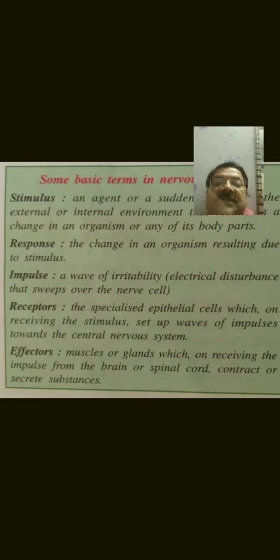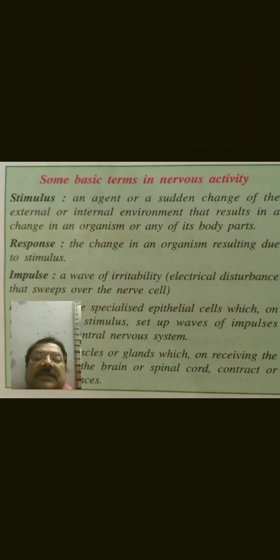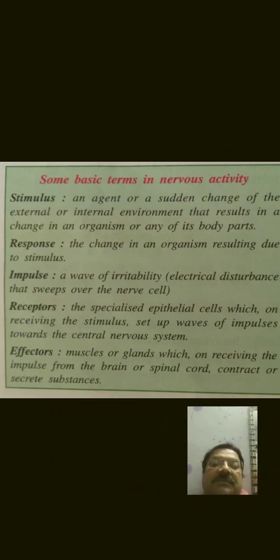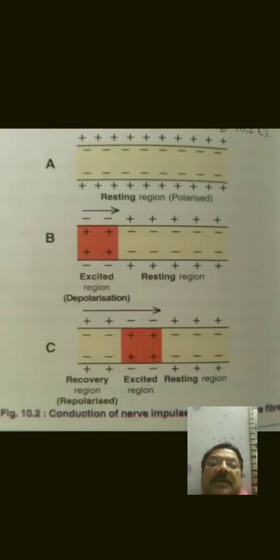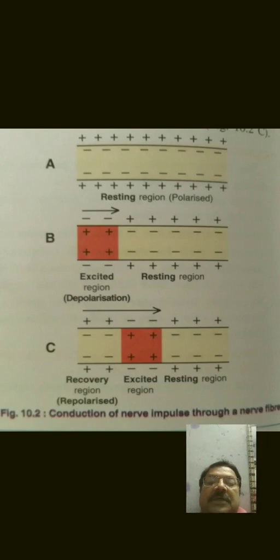So this is all about some basic terms in the nervous system. Now let us see some other things. Today we will also see the transmission or conduction of nerve impulse through the nerve fibers. We will deal with three stages: the polarized state, the depolarized state, and the repolarized state. Three states or conditions of the nerve we will discuss.